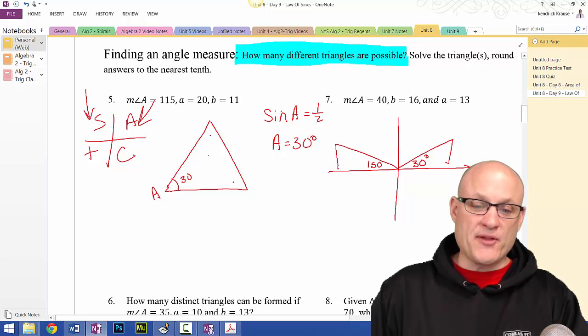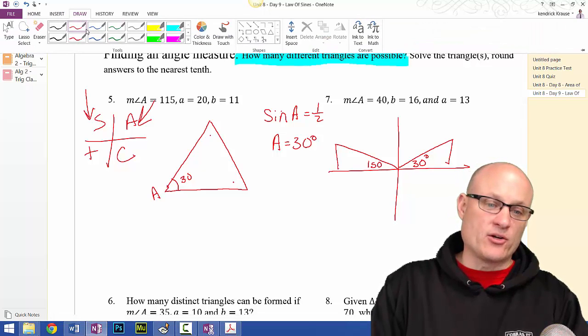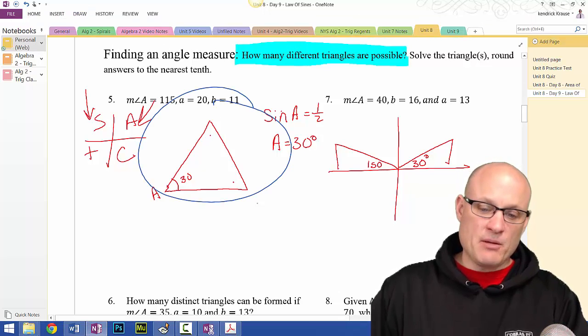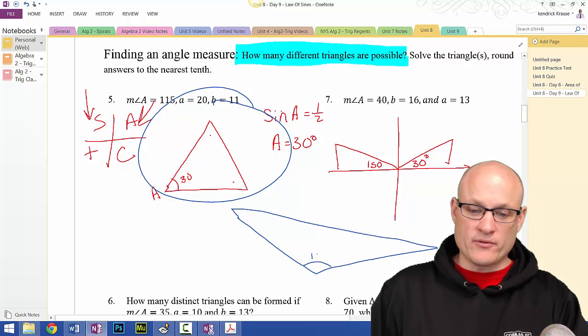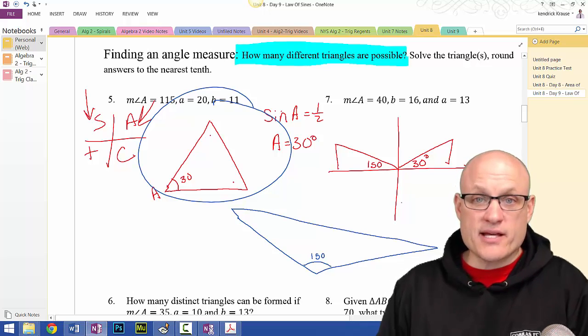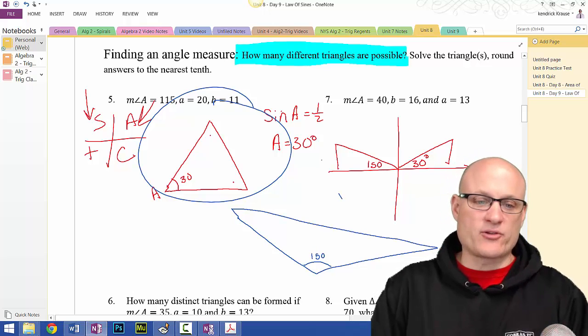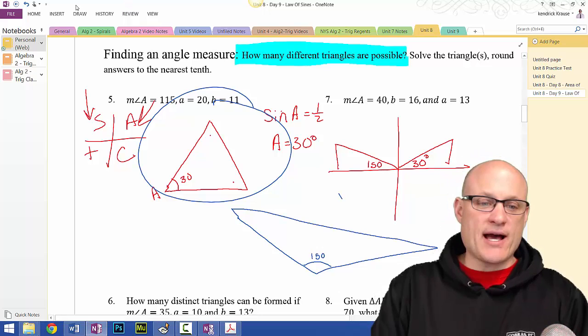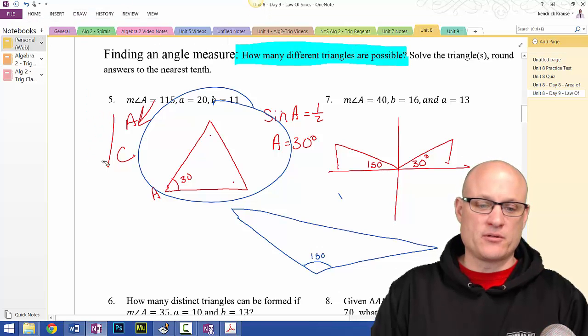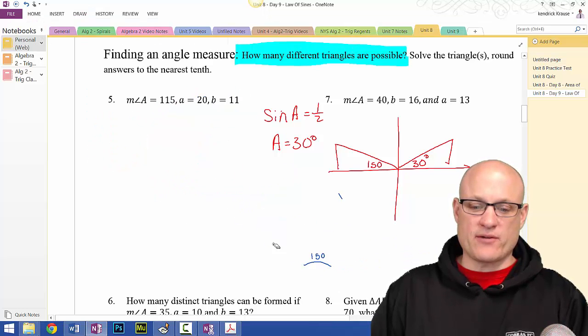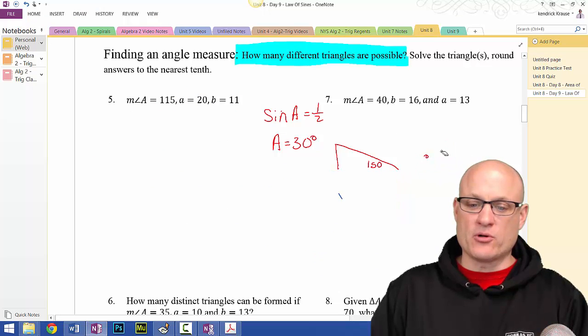So you might think that our triangle looks like this, but maybe our triangle looks more like this, where this is 150 degrees. You can't tell, and that's why the directions state, tell me how many different triangles can be formed. So that's what we're going to do. We're going to try to find out how many different angles can be formed, or triangles can be formed.